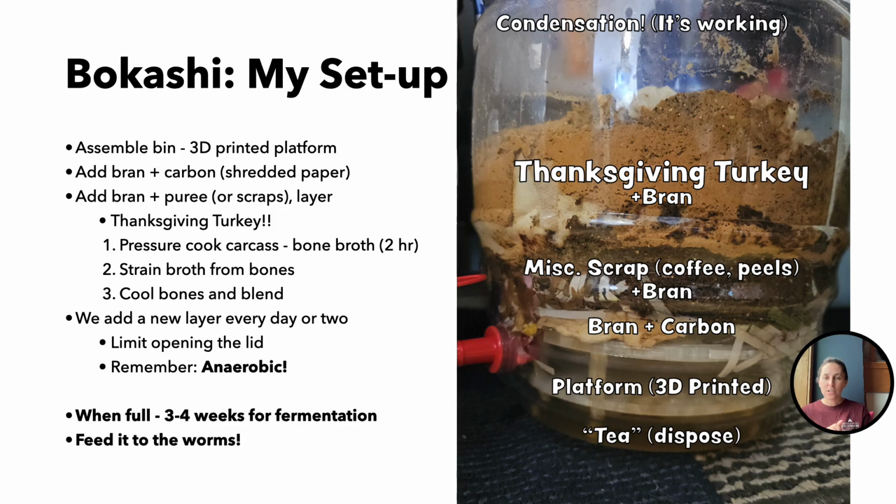My first bokashi bin was a DIY as well, and it was 2 stacked 5-gallon buckets, and the top bucket had holes drilled into it, and then I had a screw top for that bucket. And because the buckets were opaque, I couldn't see what was taking place, and I didn't see that I had black mold that was growing in there.